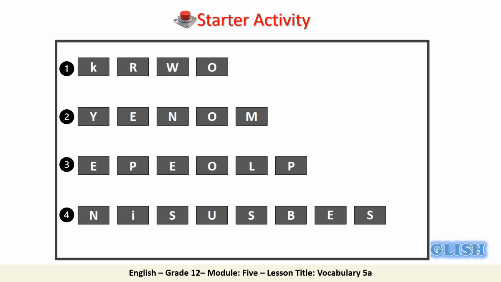Excellent. Let's correct together. The first word is what? Great. Work. Then, when you order the letters, you get which word? Excellent. Money. After that, the third word, which is, excellent. People. And finally, you have the word business. So, the words we will see in today's lesson are related to work, money, people, and business.